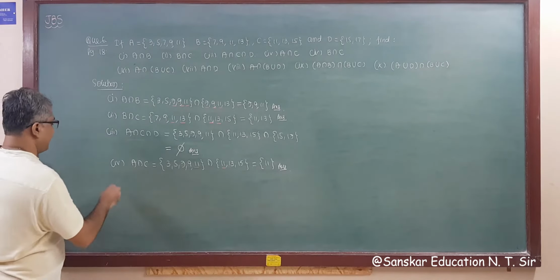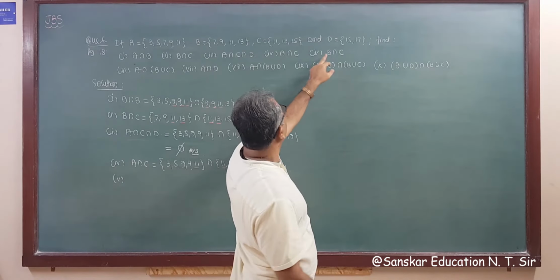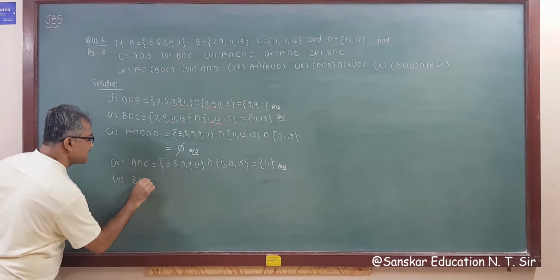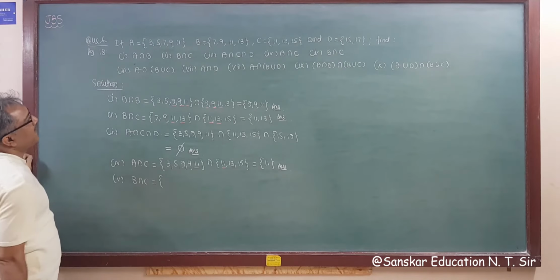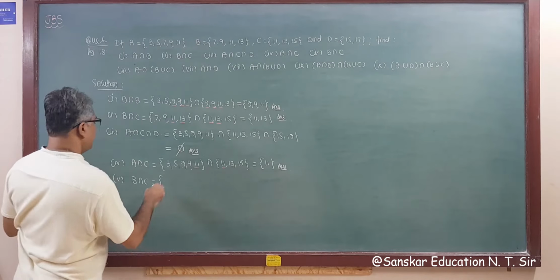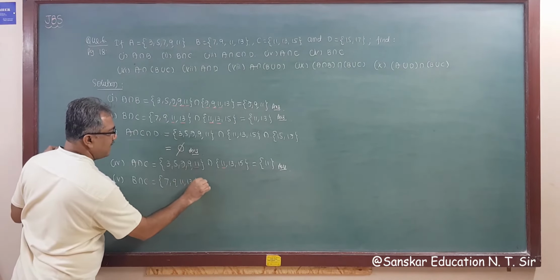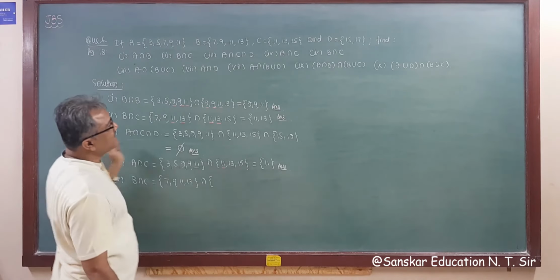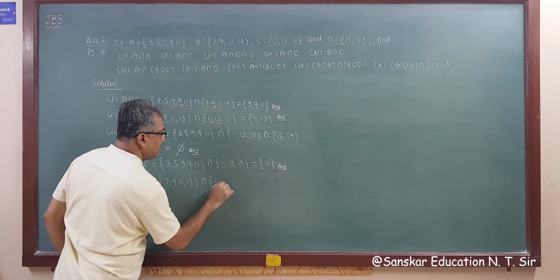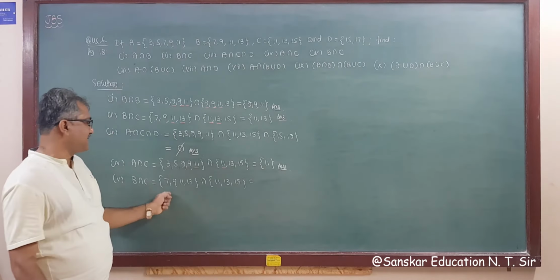Then question number 5 is B intersection C. So we have to find B intersection C. Now what is B? B is the set with elements 7, 9, 11 and 13. Intersection C. Now C is the set 11, 13 and 15. So now the intersection of these two sets.